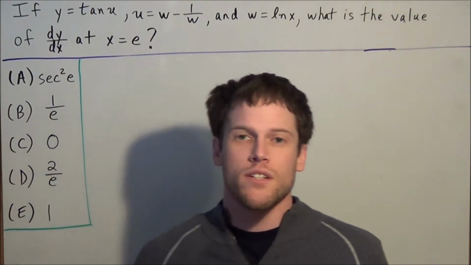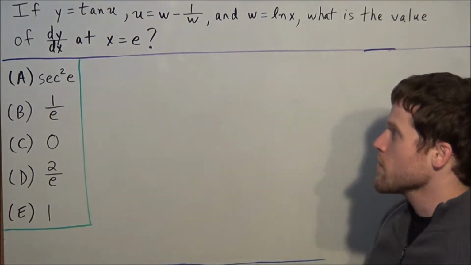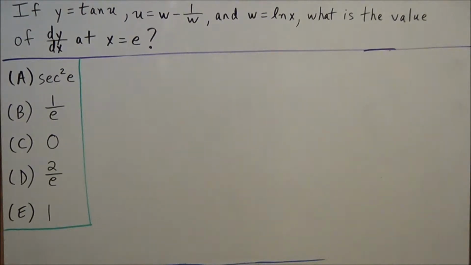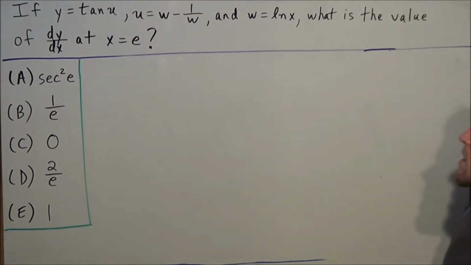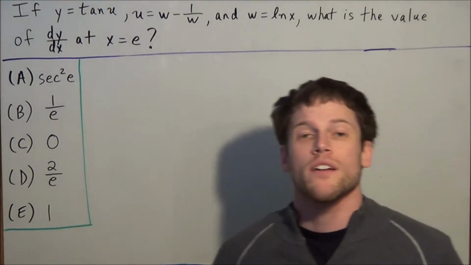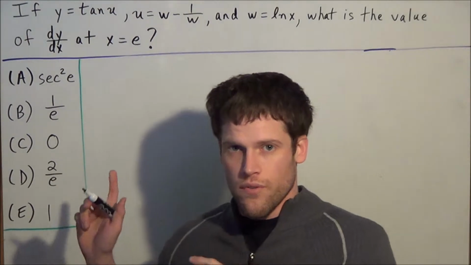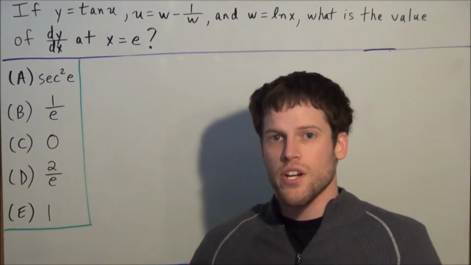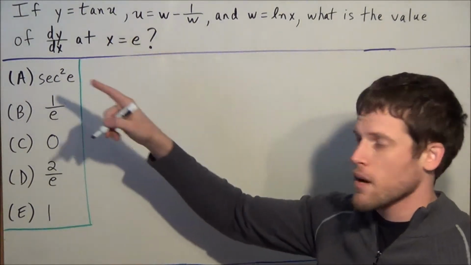Today I want to take a look at finding derivatives using the chain rule. So we have: if y equals tangent u, u equals w minus 1 over w, and w equals the natural log of x, what is the value of dy/dx at x equals e? For this example, a lot of students will find this challenging because you need to use the chain rule more than once. So to stay organized, you're just going to go piece by piece.